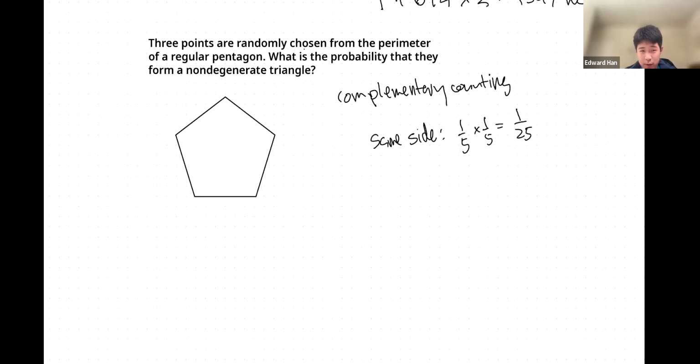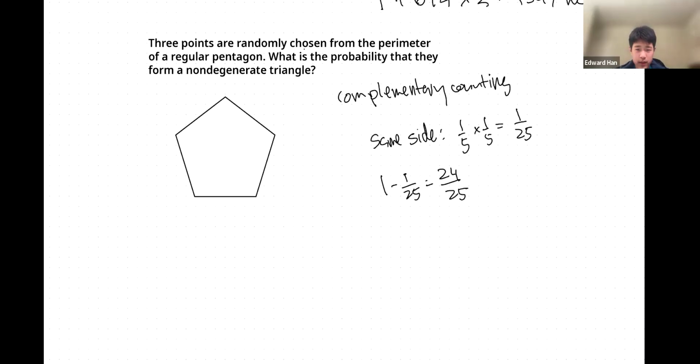So now that we found the probability that it's degenerate, we can simply subtract it from 1, and find our probability that it's non-degenerate is 24 over 25. And that will be our answer. Is there any questions for this? Okay, then I'll assume there's no questions, and we'll move on to the next question, which is problem 17.